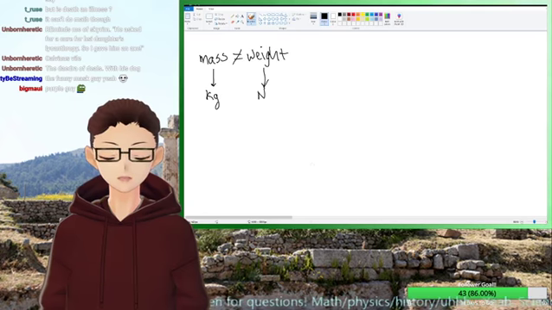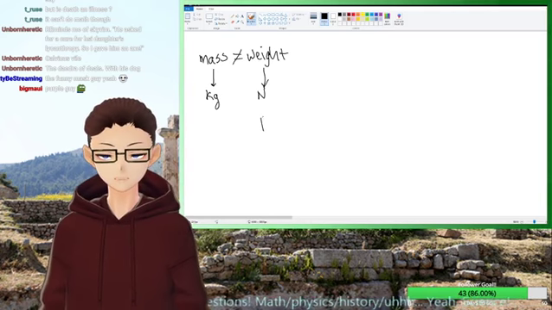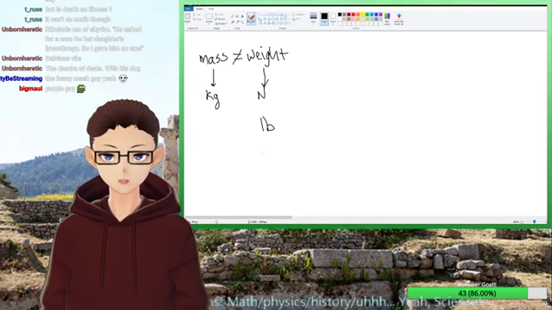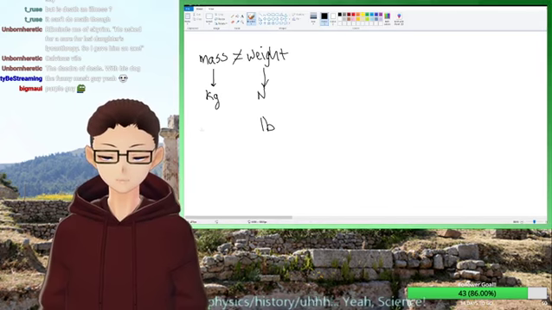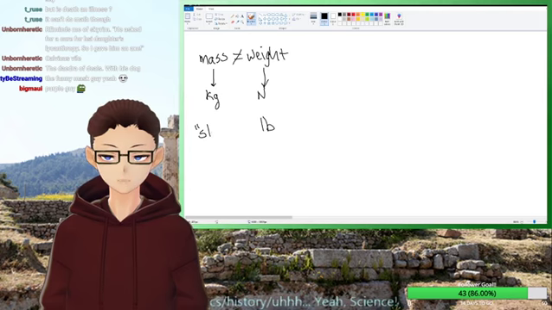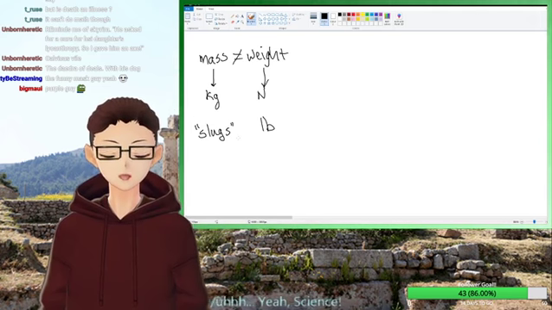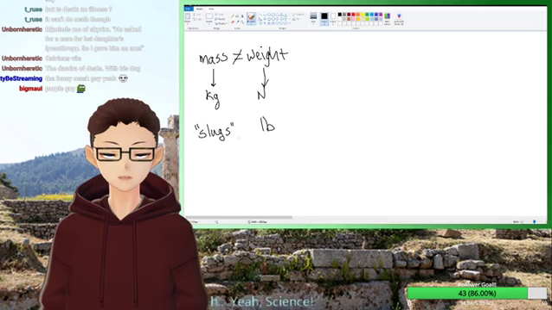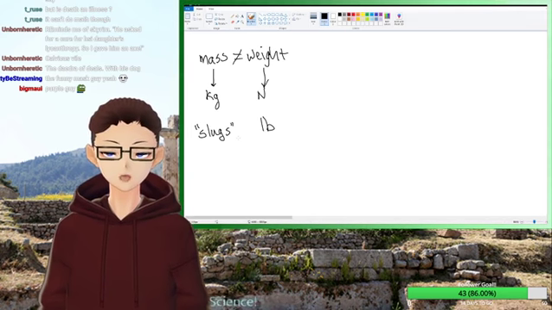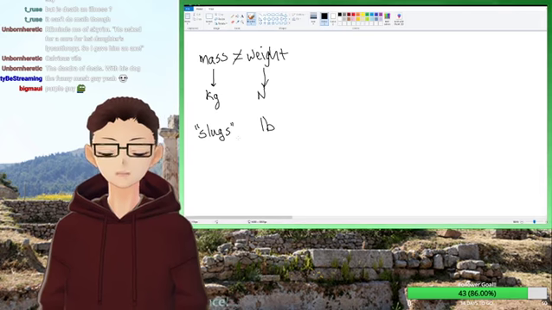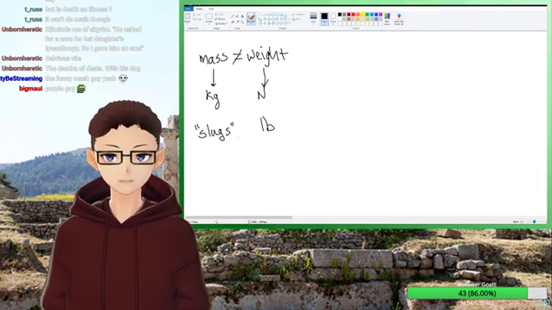So, in the United States and Britain, when you say something weighs a few pounds, and not British pounds, but like pounds as weight, that's a weight. If you wanted to say how massive something was, the official term, and I am not lying, is slugs. That's the unit of mass in the English system. Slugs is mass, pounds is weight. Kilograms is mass, newtons is weight.